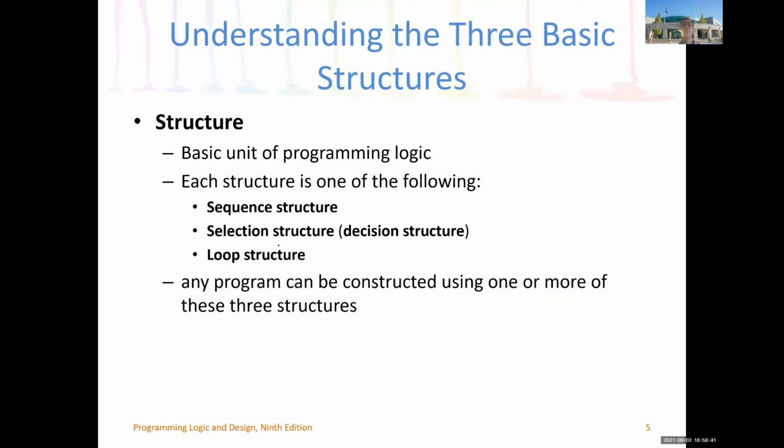Okay, so you understand the three basic structures. Structures are the basic units of programming logic. Each structure is one of the following. Basically, for coding, every program only has three structures. The first one is the sequence structure: everything is in order, from the first statement to the second to the third and so on. The second one is the selection structure. The selection structure breaks it down into branches.